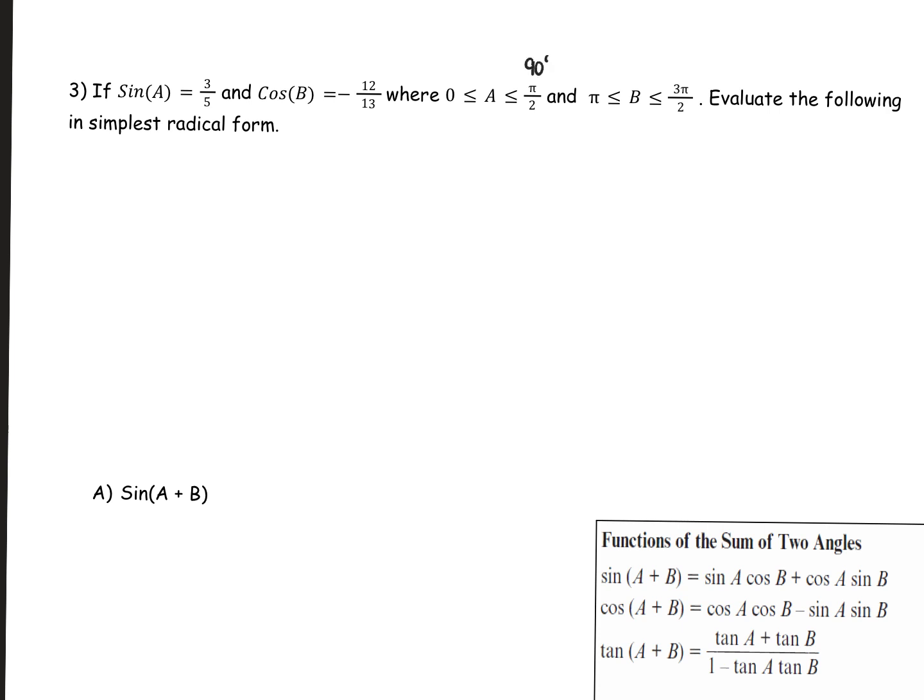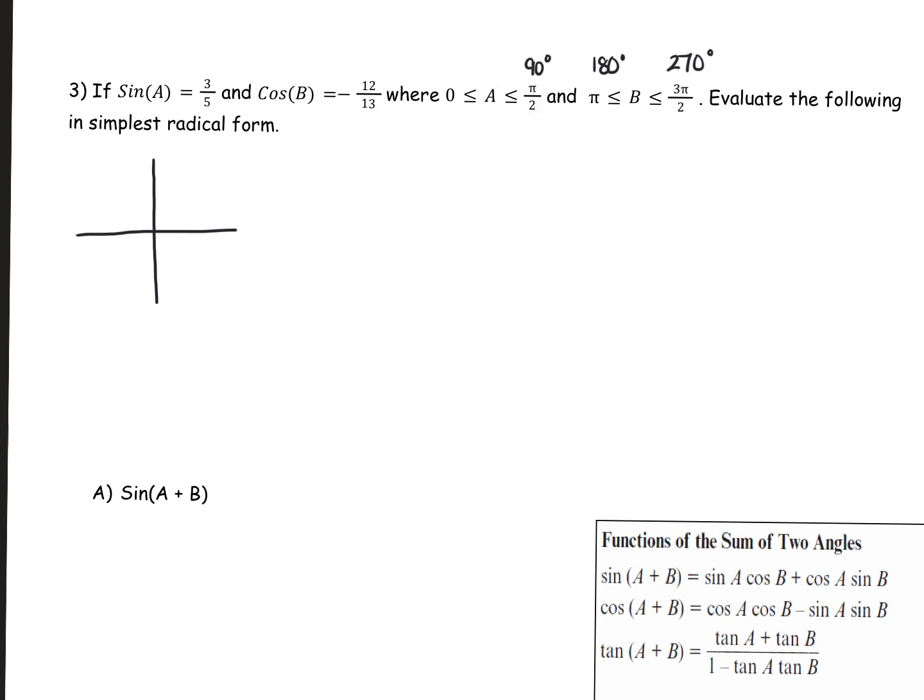90 is pi over 2. And B is between 180 and 270. Pi is 180 degrees, and 3 pi over 2 is 270. So you have to take a page out of the trigonometry textbook here, and you have to be able to remember those reference triangles. So they tell you that A is between 0 and 90.